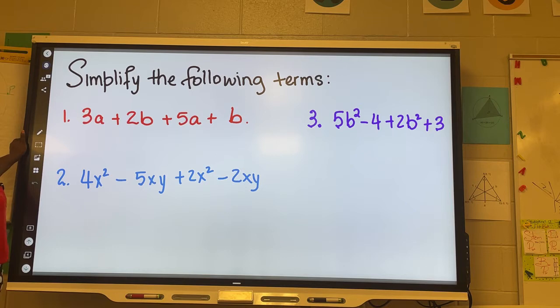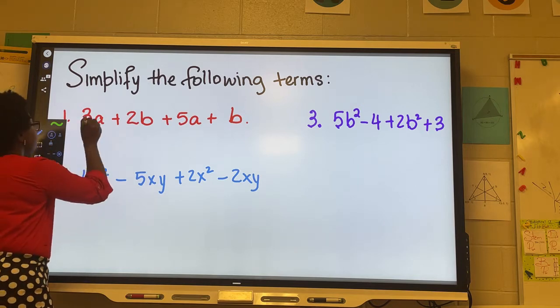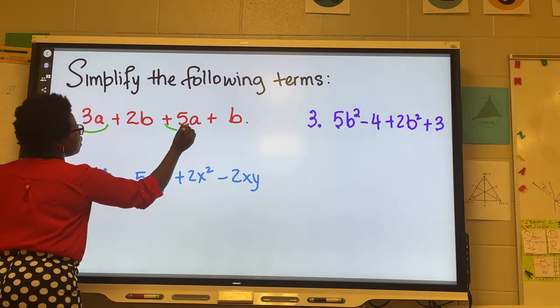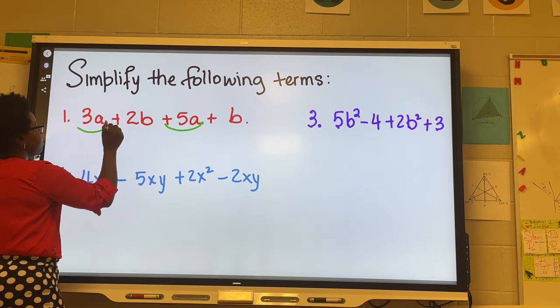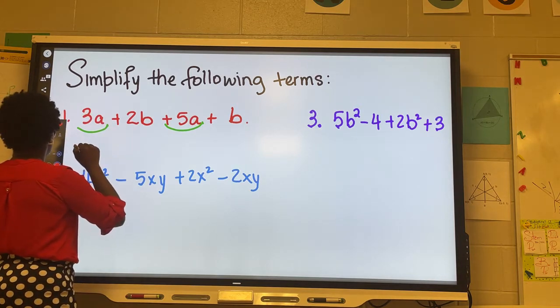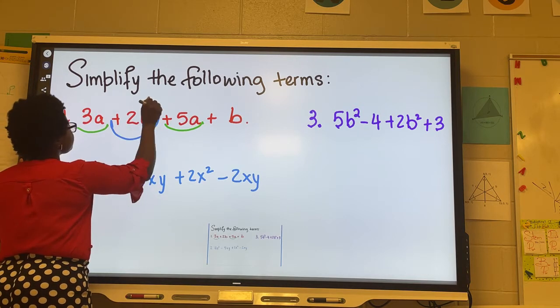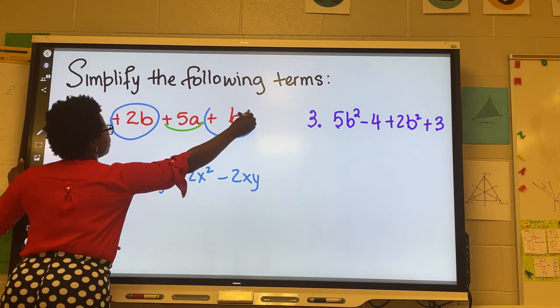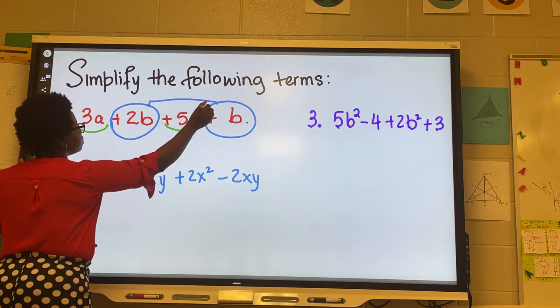So simplify the following terms. Okay, so the first one is 3a plus 2b plus 5a plus b. So here we have two variables we're working with, a and b. We're going to be grouping all the a's and all the b's. So let's go ahead and do that. I'm going to group this with that. Let's change the color again. Let's group the 2 with the b. So we're going to be grouping these two.